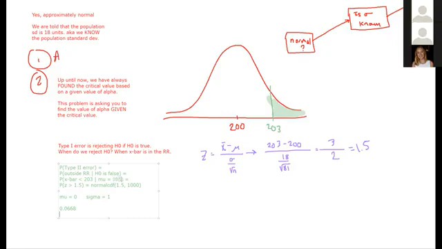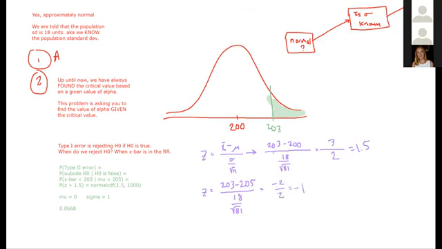$205. Yep, 205. So we'll use that instead. We're going to recalculate the z-score for that. This will be 203 minus 205 over 18 over square root of 81. And this comes out to be -2 over 2, which is -1.